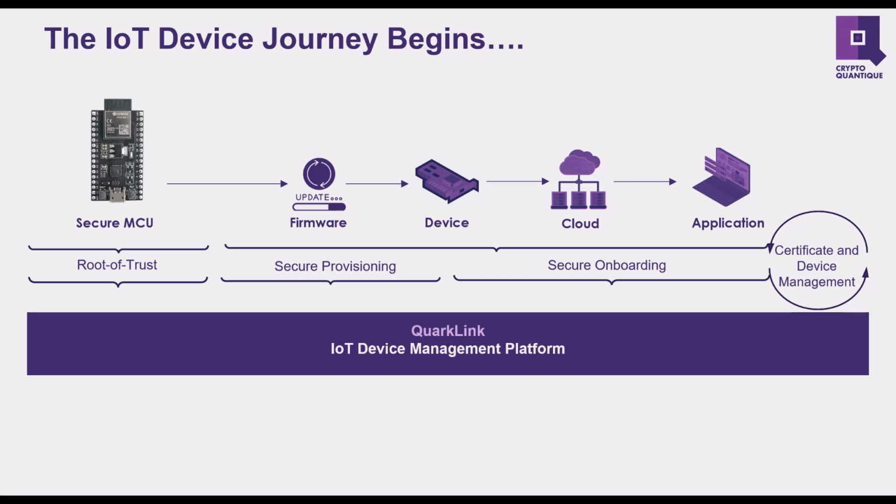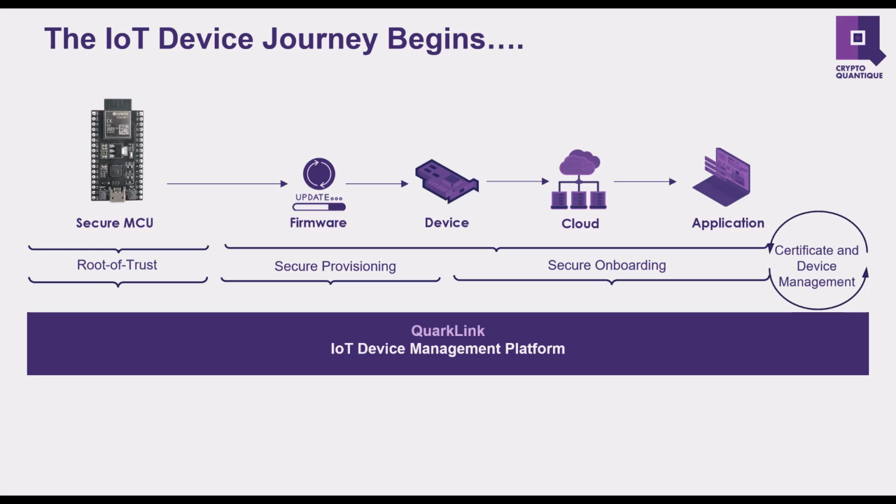Let's now have a quick look at your IoT device journey. Firstly, you'll be selecting a microcontroller which you'll want to provision securely with firmware. You'll want to fit that microcontroller inside some kind of controller board in your product, which will then be onboarded to the cloud and allow that device to communicate with its IoT application that's running in the cloud.